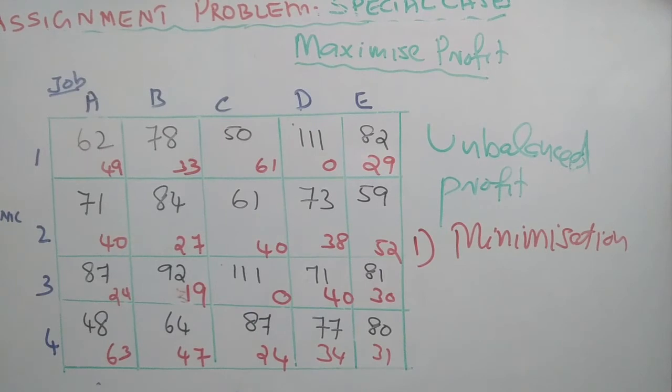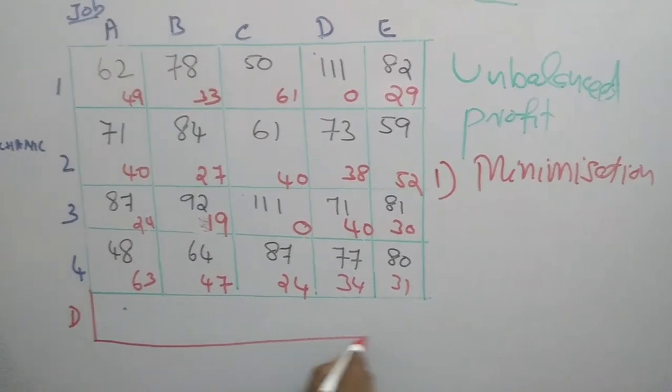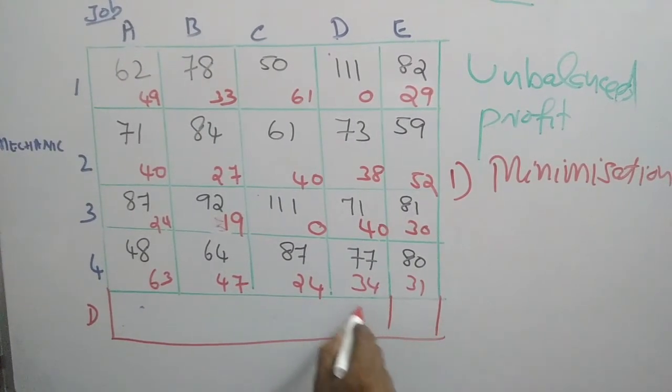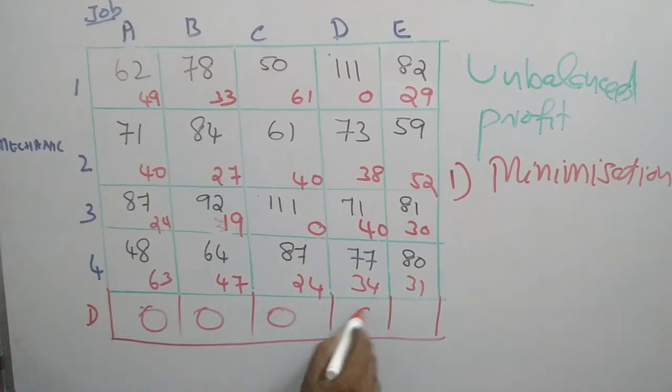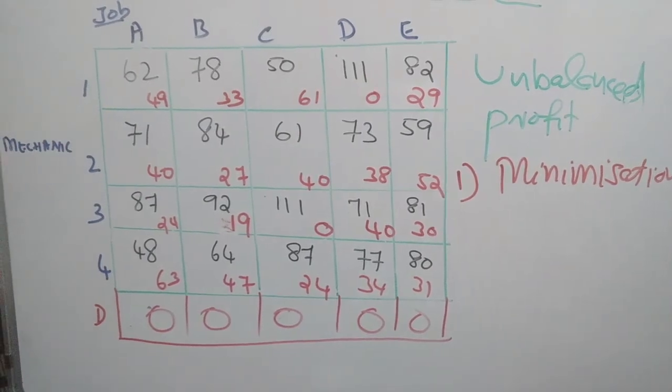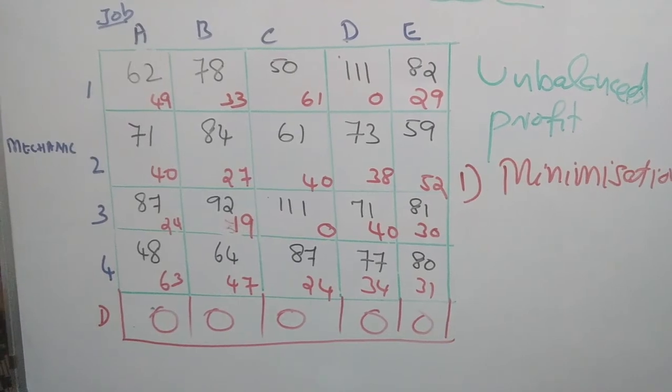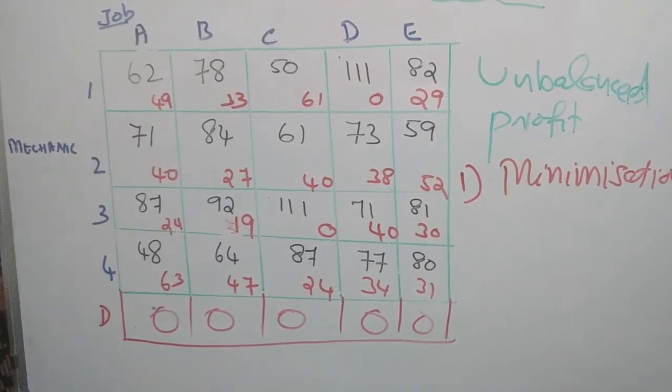Now, we have to solve one more point. What is that? It is now unbalanced. So we are going to add a dummy mechanic. One row is added. What about the cost factors? 0, 0, 0, 0, 0. Now the problem is balanced minimization of cost, then proceed by Hungarian method.